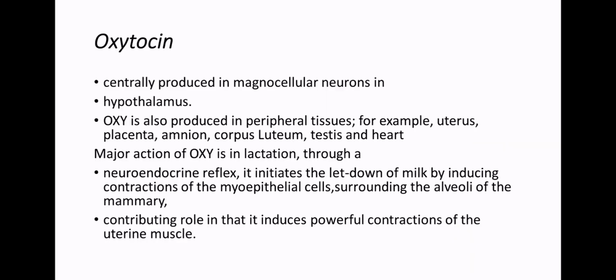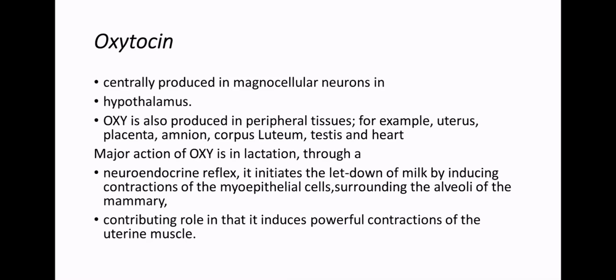Now oxytocin. It is a neuropeptide and it has a wide spectrum of central and peripheral effects as a neurohormone, neurotransmitter, or neuromodulator. It is produced in the magnocellular cells in the hypothalamus and also in peripheral tissues like the uterus, placenta, amnion, corpus luteum, testes, and heart. The major action of oxytocin is in lactation through a neuroendocrine reflex that initiates the letdown of milk by inducing contractions of the myoepithelial cells surrounding the alveoli of the mammary gland. It also induces powerful contractions of the uterine muscle to induce labor.